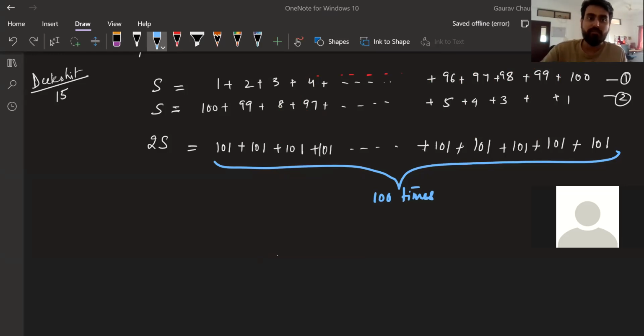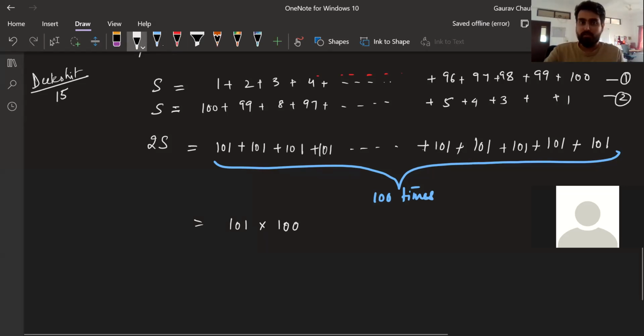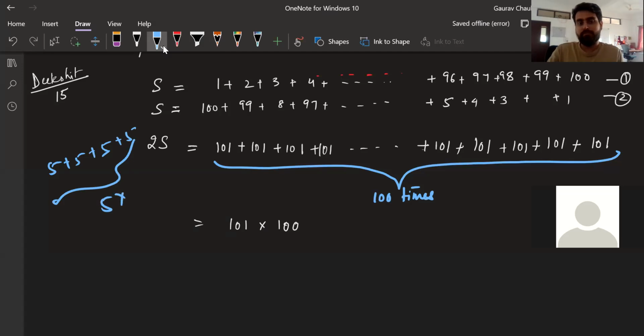Thank you, Deepak. Perfect. So this is 101 into 100. Multiplication is nothing but repeated addition. Because 5 plus 5 plus 5 plus 5 is basically 5 into 4. Just like that, 101 plus 101 plus 101 plus 101, 100 times is basically 101 into 100.